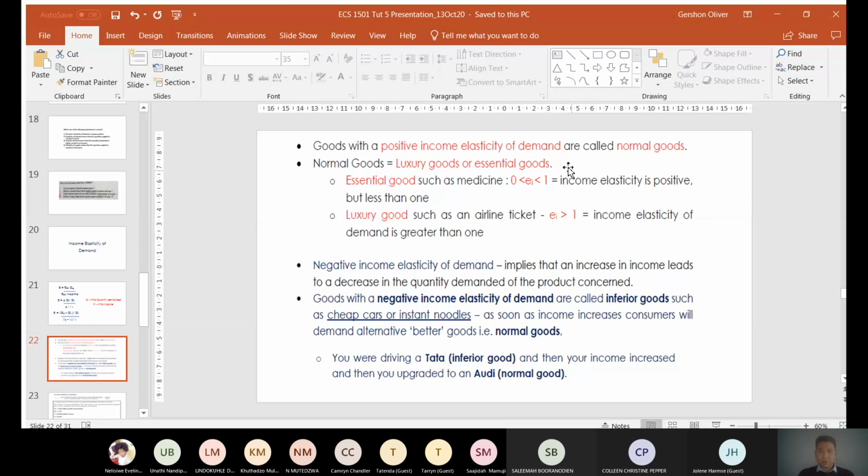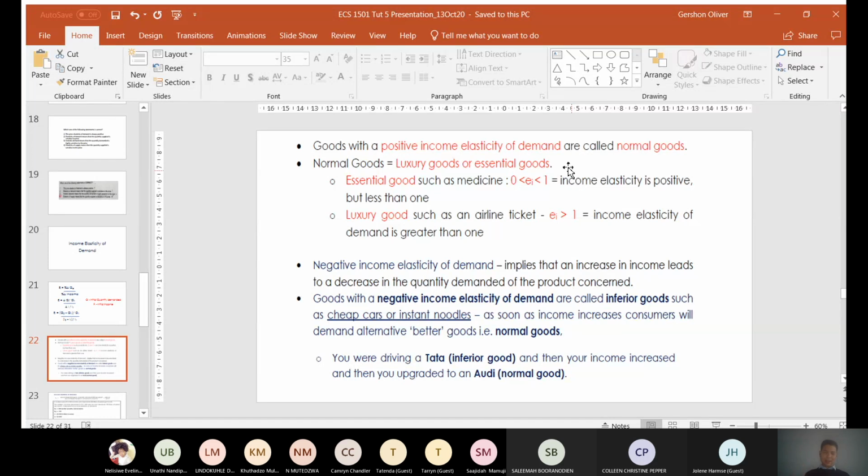An essential good is medicine. In the case of an essential good such as medicine, income elasticity of demand is going to be greater than 0 but less than 1. It has to be greater than 0 because it's not negative, it's still a normal good. Whenever you get a question about income elasticity of demand, as soon as you see it's positive, I know it's a normal good, and normal goods can either be a luxury good or an essential good.